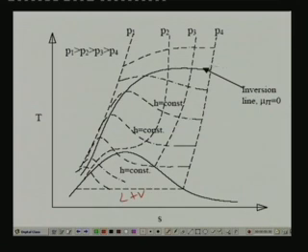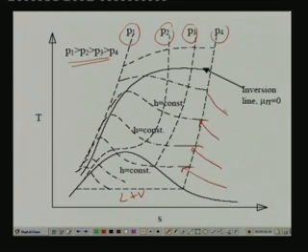Okay, and on this TS diagram I have shown isobars, that means constant pressure lines P1, P2, P3, P4, and P1 is greater than P2 is greater than P3 is greater than P4. Okay, and I have also shown constant enthalpy lines. So these are the constant enthalpy lines. So throttling, as you know, takes place along the constant enthalpy line.